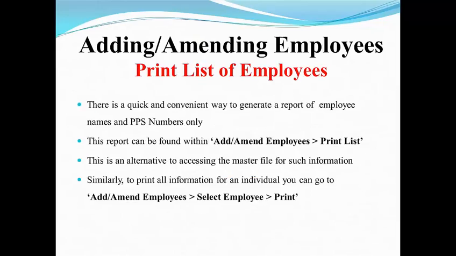So the next thing then we look at is just to print a list of employees. So this is a list of the employees' names and PPS numbers only. So this report can be found within Add and Amend Employees and Print List. So this is an alternative to accessing the master file, which has such a huge amount of information on it. And similarly then, to print all information for an individual employee, you can go to Add and Amend Employees and select the employee and print.